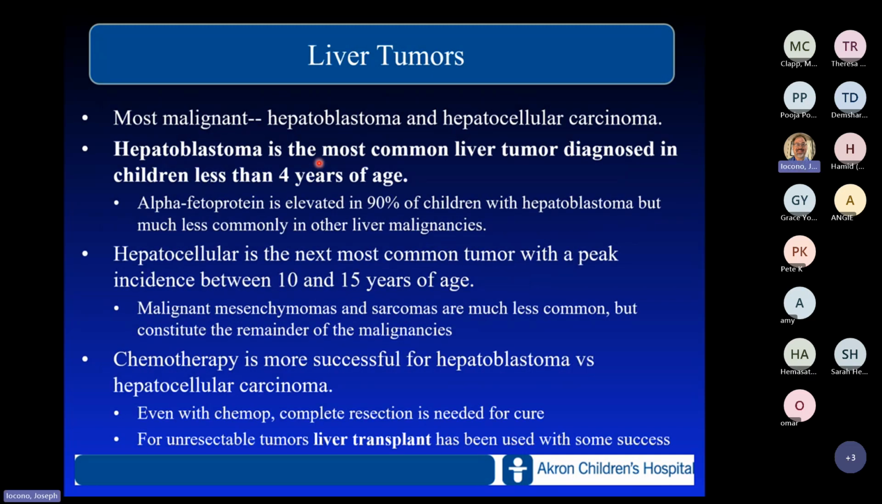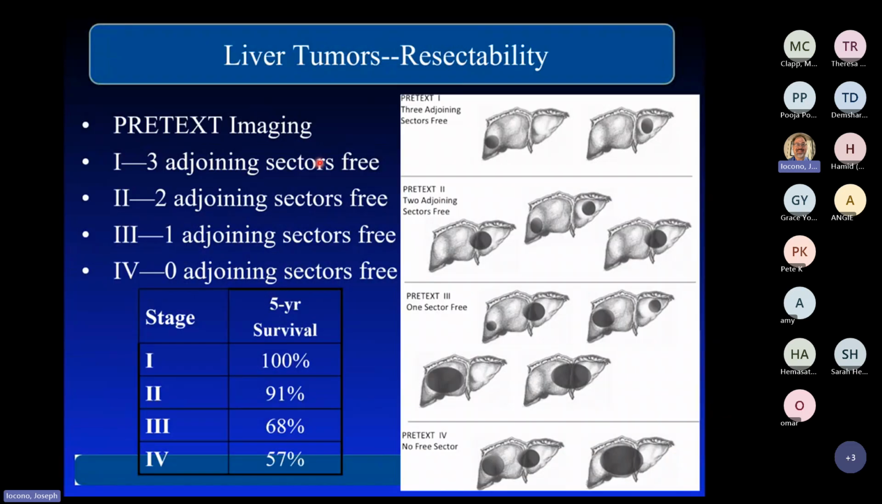Liver tumors. Hepatoblastoma is the most common liver tumor diagnosed in children less than 4 years of age. Alpha-fetoprotein is again elevated. So this is usually an asymptomatic mass that we see in a toddler. It's a liver mass, and then their alpha-fetoprotein's up. If you're in America, you want to resect it. If you're in Europe, you want to chemo it. So what we have now is something called PRETEXT imaging. PRETEXT imaging is also in stages. Depends on how much liver is involved.